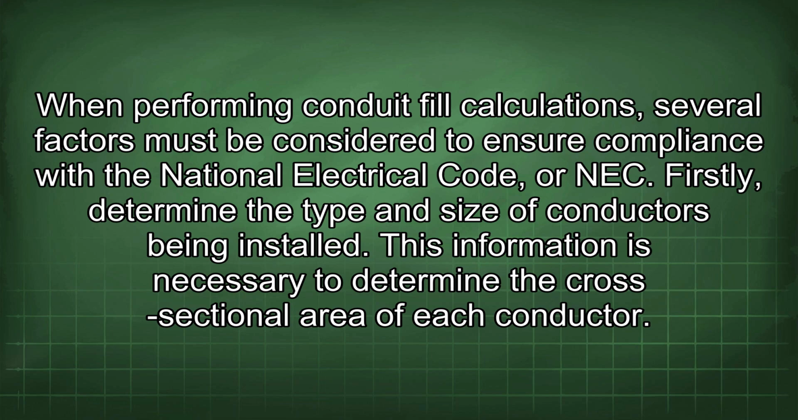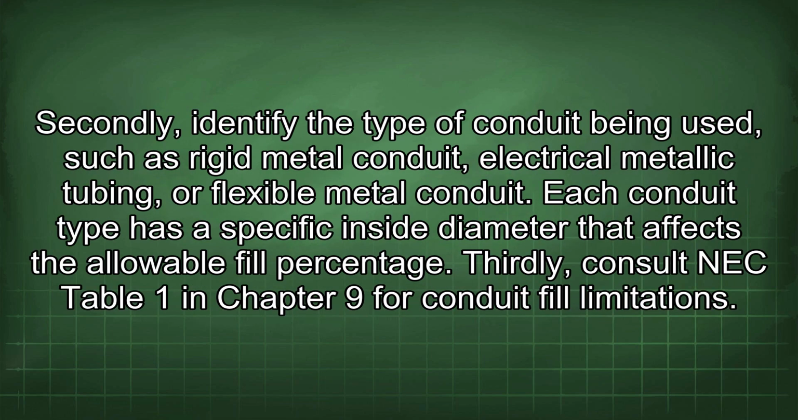When performing conduit fill calculations, several factors must be considered to ensure compliance with the National Electrical Code, or NEC. Firstly, determine the type and size of conductors being installed. This information is necessary to determine the cross-sectional area of each conductor. Secondly, identify the type of conduit being used, such as rigid metal conduit, electrical metallic tubing, or flexible metal conduit. Each conduit type has a specific inside diameter that affects the allowable fill percentage.